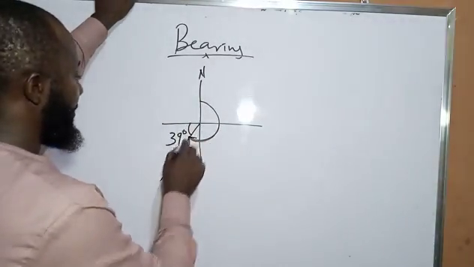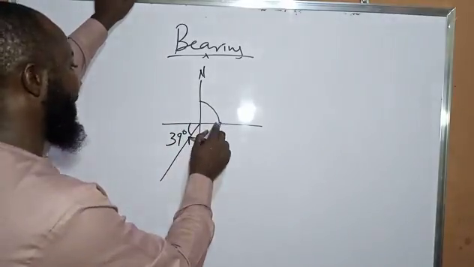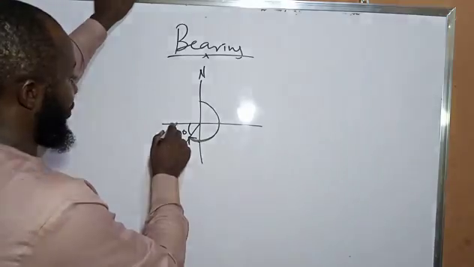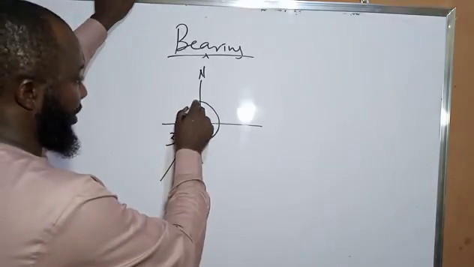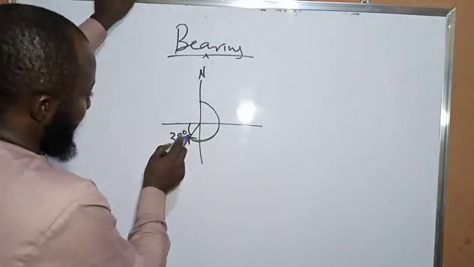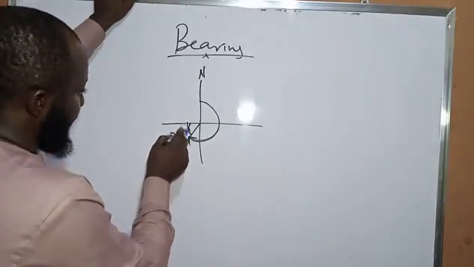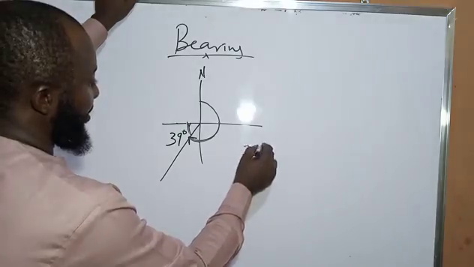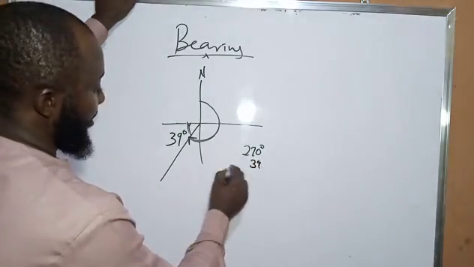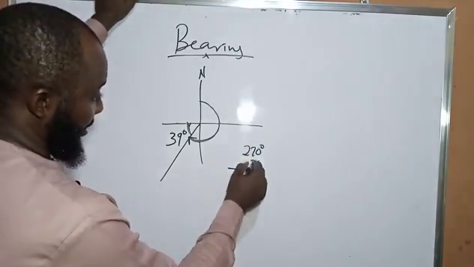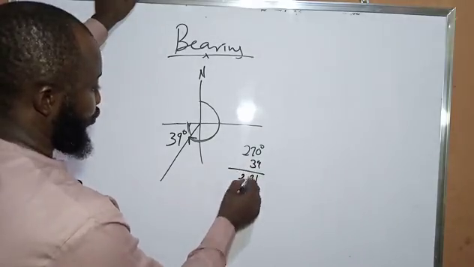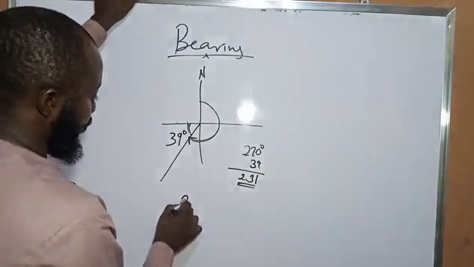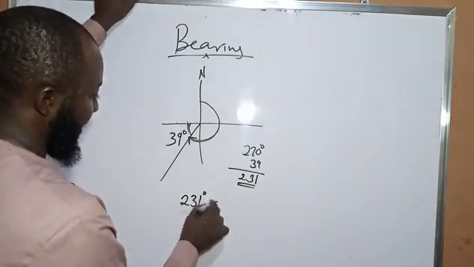Mind you, from here to here is 90, to this place is 180, to this place 270, to this place 360. So if we cut out this 39 from 270, we'll get the remaining angle. That will be 270 degrees minus 39 degrees, which gives 231. So which means the 3-digit bearing of this is 231 degrees.